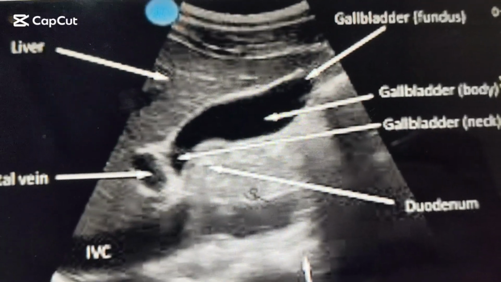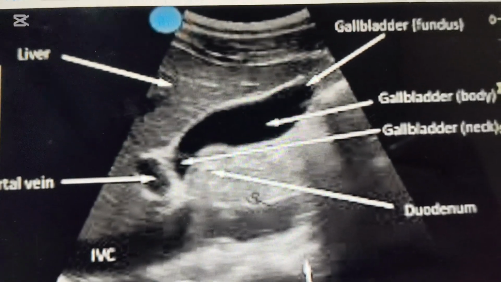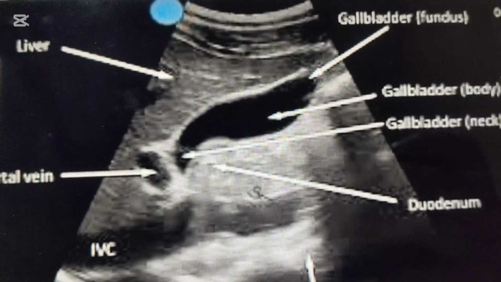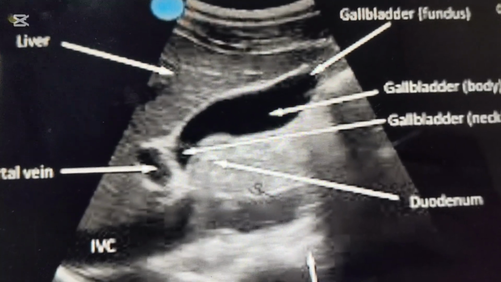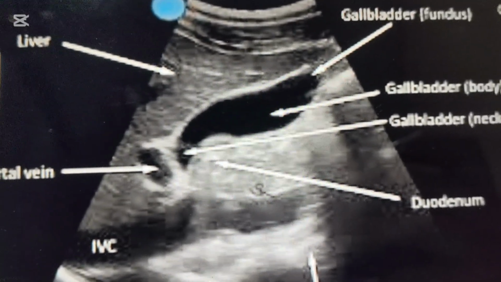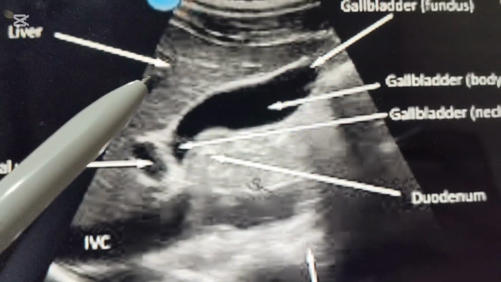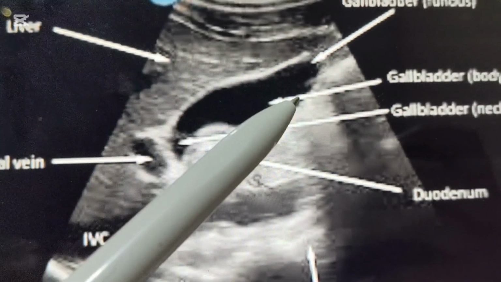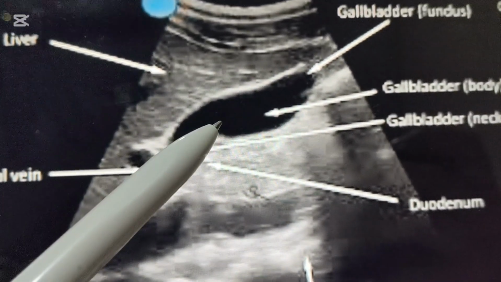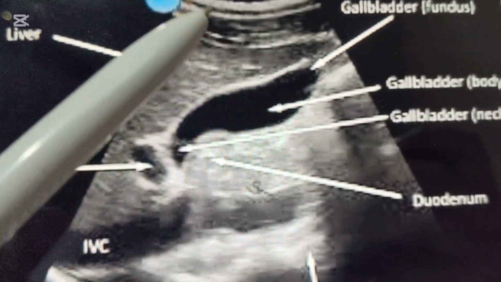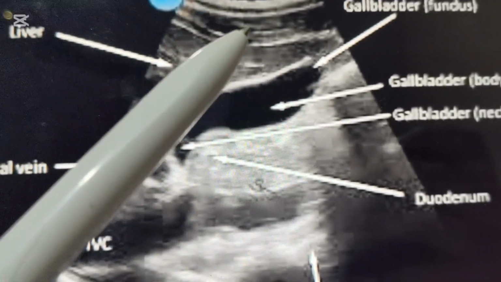Today in this video, we will talk about ultrasound findings of gallbladder. First of all, we are going to talk about anatomy of gallbladder. You can see this is the liver. This is gallbladder, which is normal. It shows no stone, no sludge or mass, any polyp.